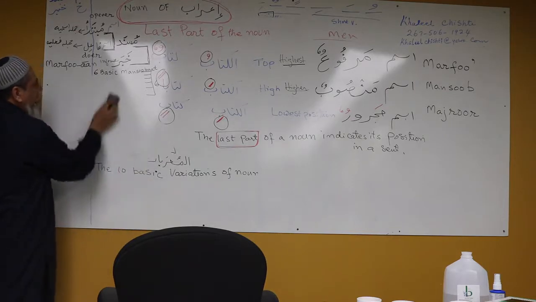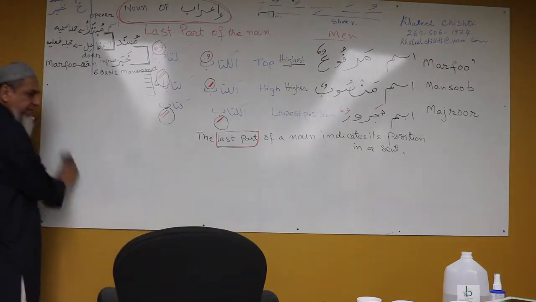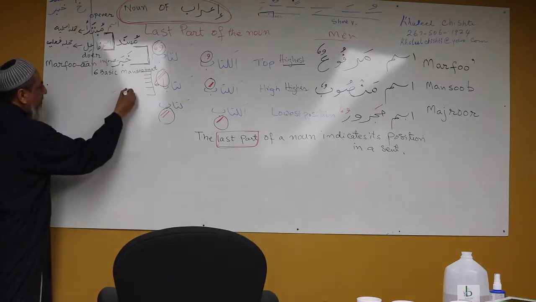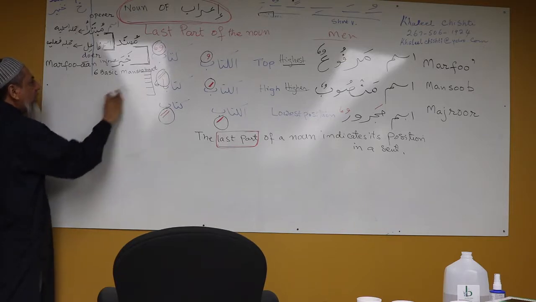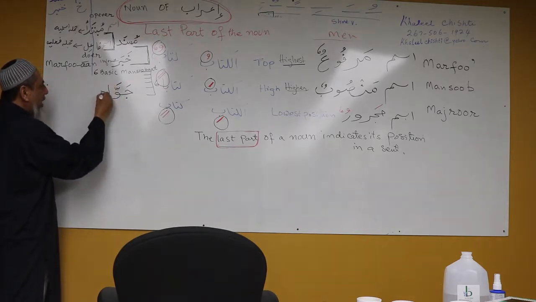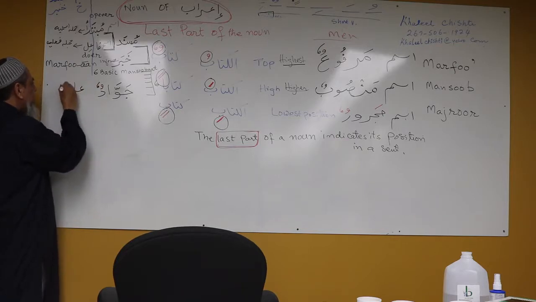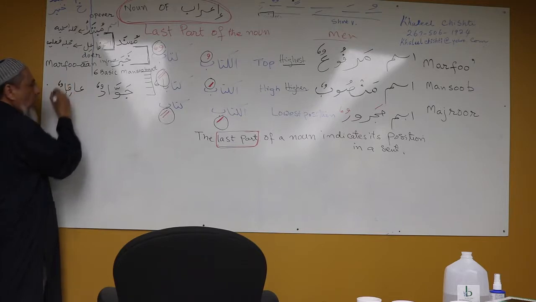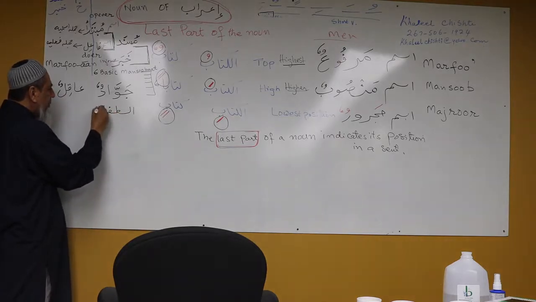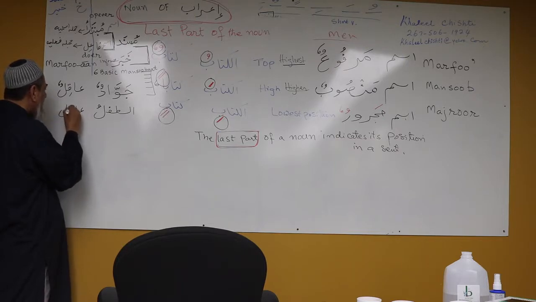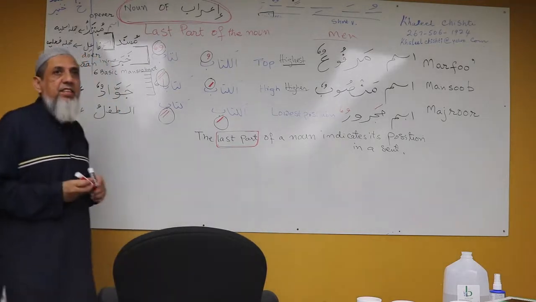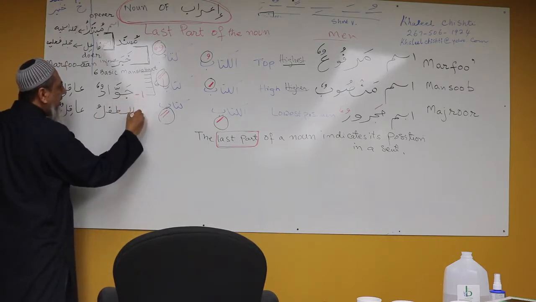Let me write something here, and please copy this. Instead of Zaid, why don't we use Jawad? It is better. Jawadun aqil. Or the second sentence, at-tiflu aqil. Now, this is a complete sentence, and this is also a complete sentence.